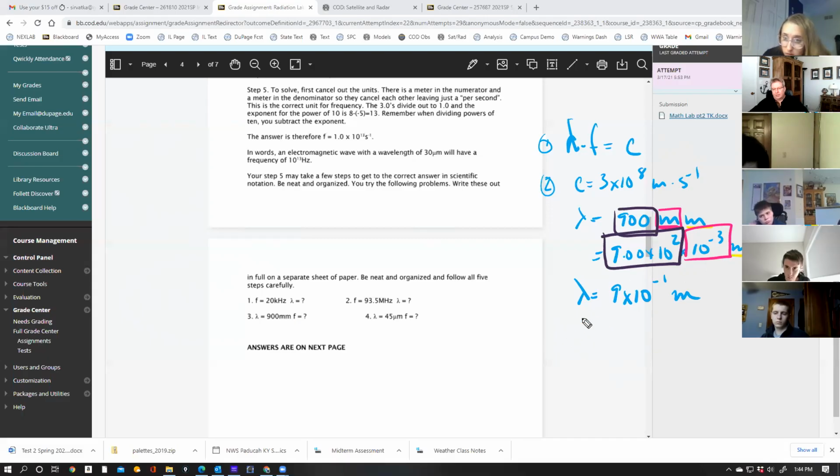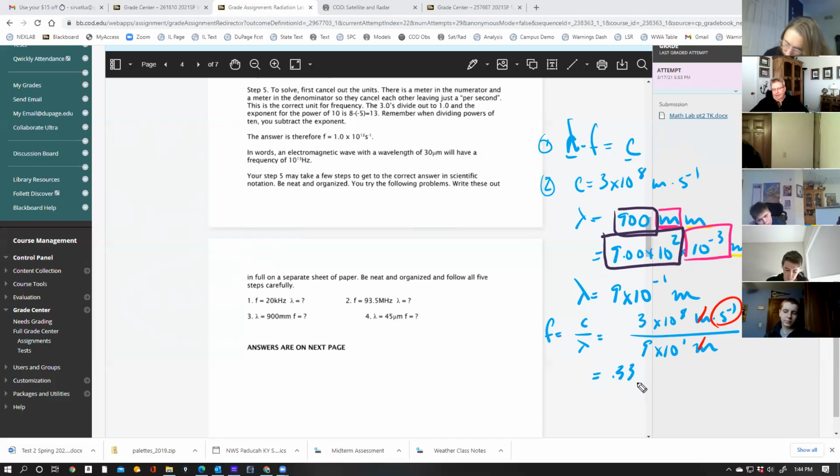Then you isolate the unknown. I know lambda, I know c, I don't know f. f equals c over lambda. Now I plug in 3 times 10 to the 8th meters per second divided by 9 times 10 to the 1st meters. First thing I do is I look at the units, meters cancel. I'm left with per seconds. And that means I'm frequency. Now 3 divided by 9 is 0.33 times 10 to the 8th divided by 10 to the 1st, which is 10 to the 7th per second.